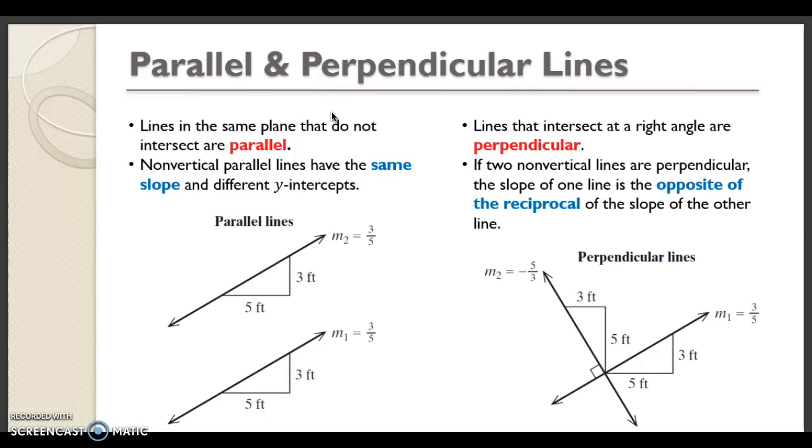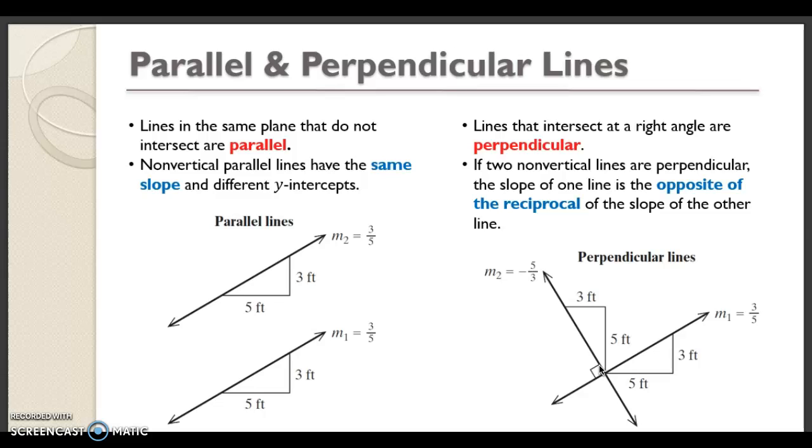For perpendicular lines, you can see you're always going to have a positive slope and a negative slope for perpendicular lines. That's how they're going to cross at a 90-degree angle. Okay, that's perpendicular lines.